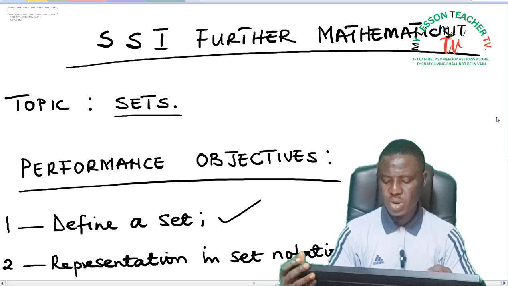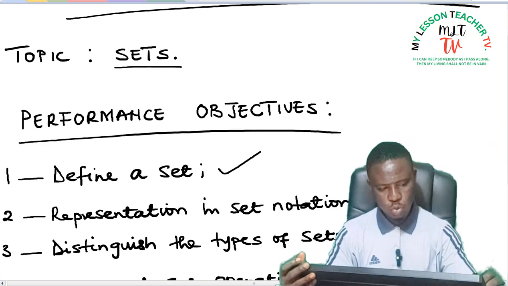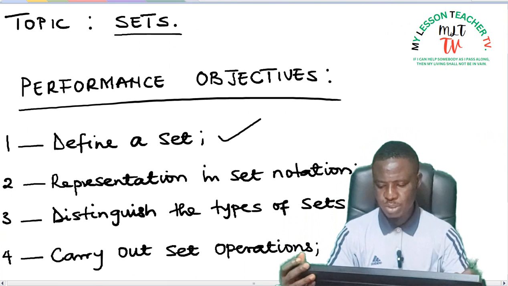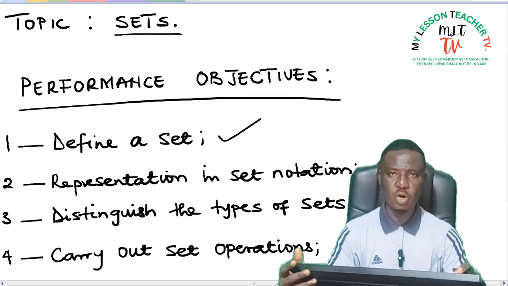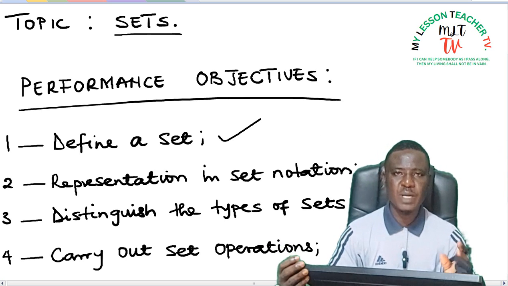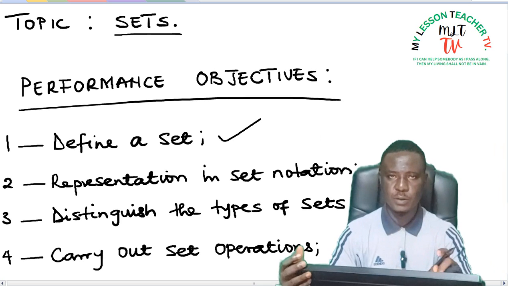At the last class, we introduced the topic of sets, where we were able to take the first two objectives, which include definition of sets and representation of sets in set notation. At the last class, I explained to you that a set is a group of items or objects that are well defined or that have well defined characteristics that differentiate them from other groups.